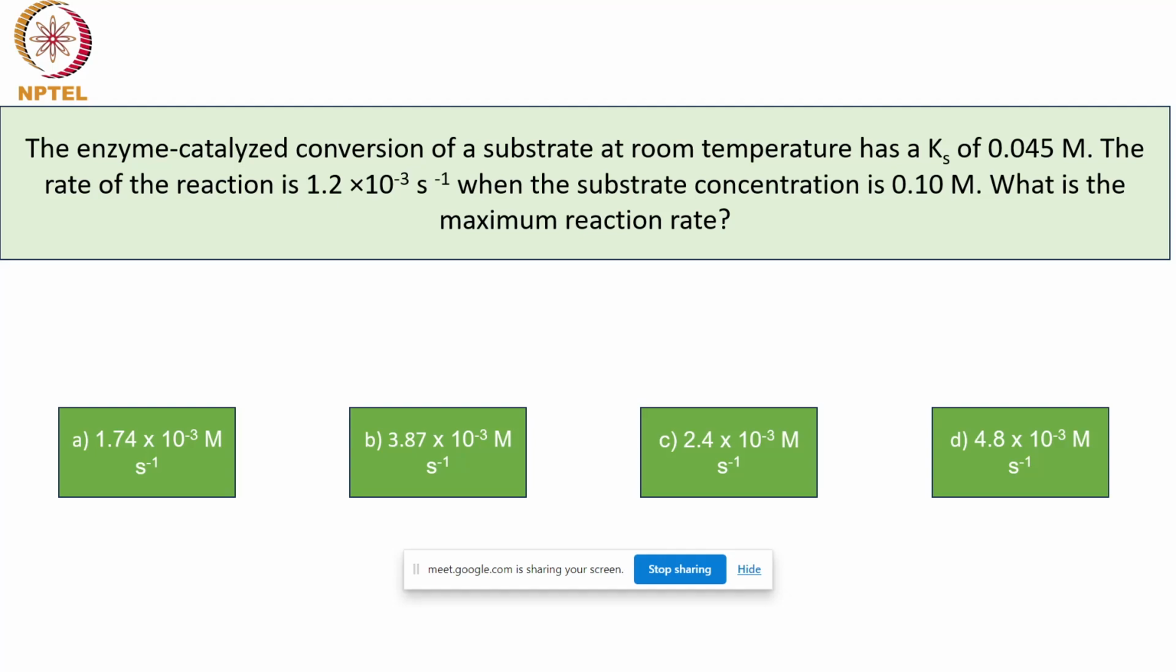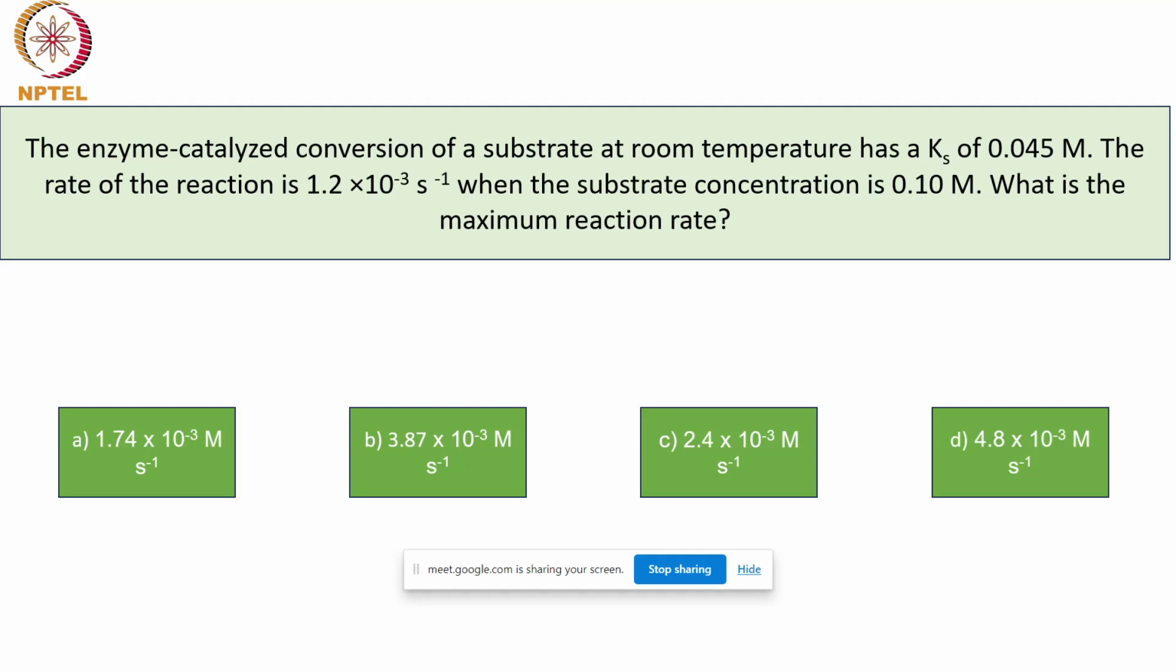Yes, ma'am, I think we had to calculate the mu max value, na? So you know the mu formula, right? Can you tell me the mu formula? Mu equals mu max into substrate divided by Ks plus substrate. Excellent, excellent. So can you just make substitutions and tell me the answer? Yes, ma'am, let me take one second. Take your own time. Does everyone know the formula, or should I project the formula?